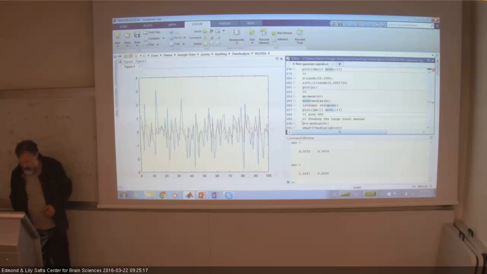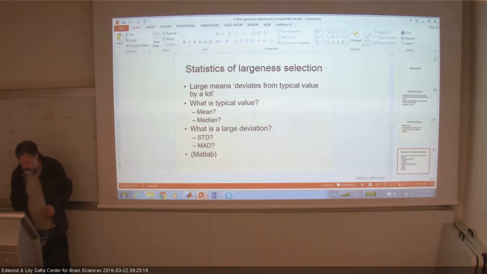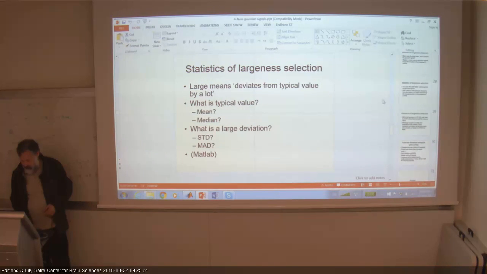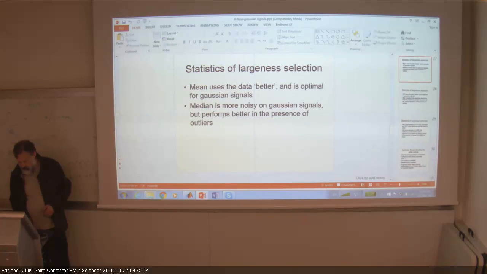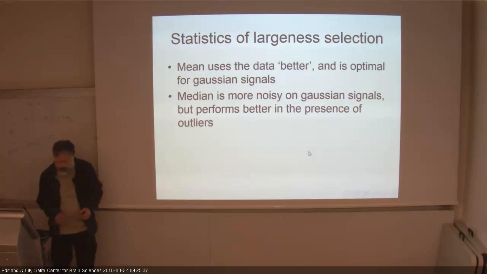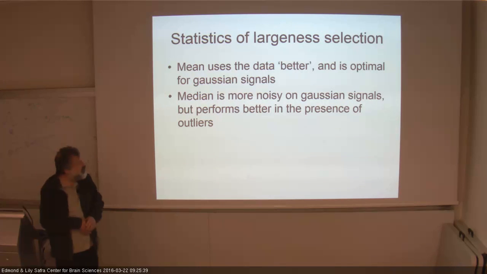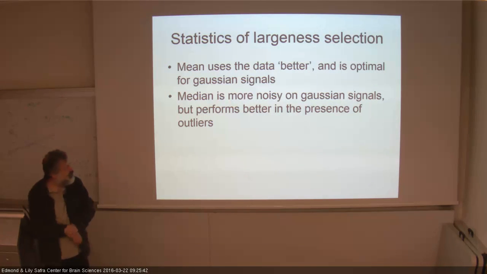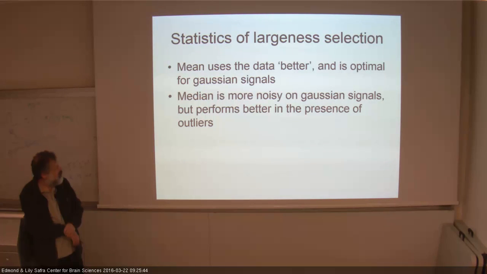All of that is something to keep in mind, and the question is, what does this mean for this larger selection in the context of spike sorting? There is a sense in which the mean uses data better. Certainly, it's optimal for Gaussian signals. The median is slightly more noisy on Gaussian signals, but performs much better in the presence of outliers. This is what I showed you.